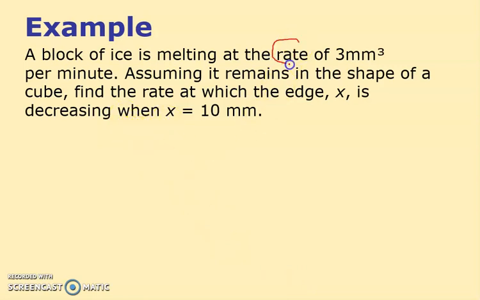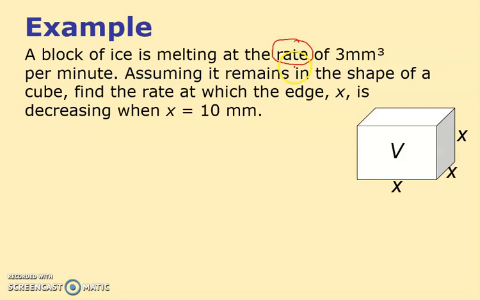Wherever you see the word rate, you think about what it means. A block of ice is melted at a rate of 3 cubic millimeters. So there's my block of ice. Now when it's melting, look at the units as well. This tells you a lot. This is 3 cubic millimeters, that's a volume per minute. So dv by dt equals, well, technically minus 3 because it's going down. Assume it remains in the shape of a cube, which is a bit dodgy, but there you go.